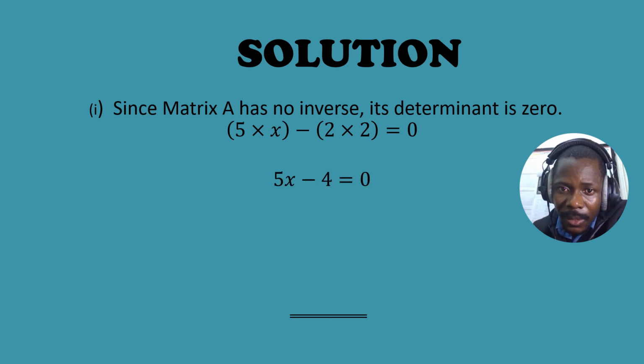So 5x minus 4 is equal to 0, as you can see there. We can solve this equation. We permit 4 to go to this side of the equation, so we're going to have 5x is equal to 4. So x is going to give us 4 over 5 when we divide both sides by 5. That's great. So the value of x is sorted.